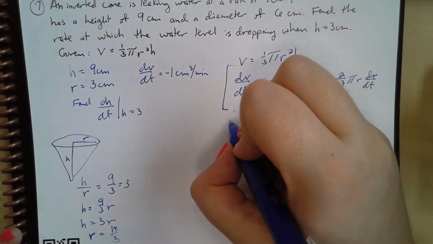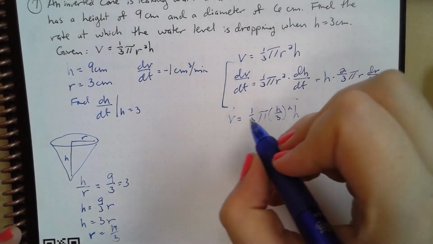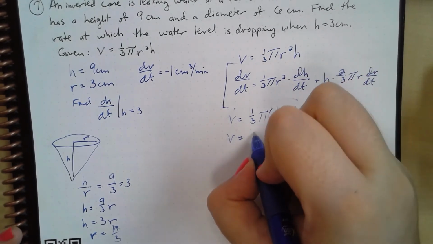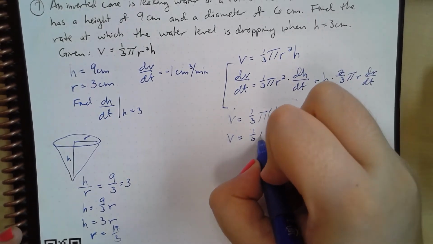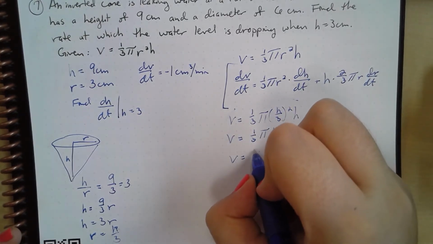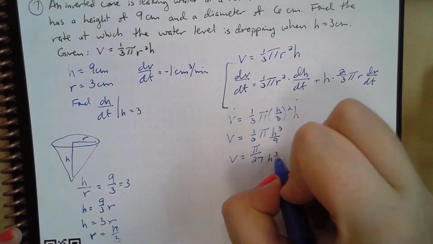So now, V is equal to 1/3 pi times h over 3 squared times h. So V is equal to 1/3 times pi h cubed over 9. So V is equal to pi over 27 h cubed.